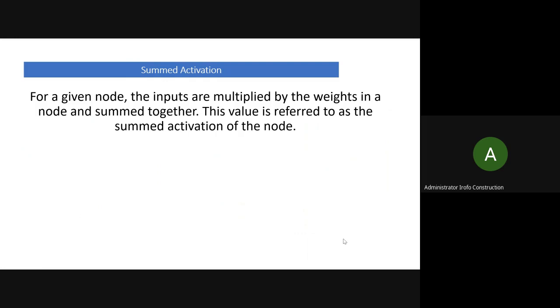So now you have talked about the activation function, and you also talk about summed activation. They look very similar, but they are two different things with two different meanings. There's the summed activation, and there's the activation function: summed, like summing something, and activation.